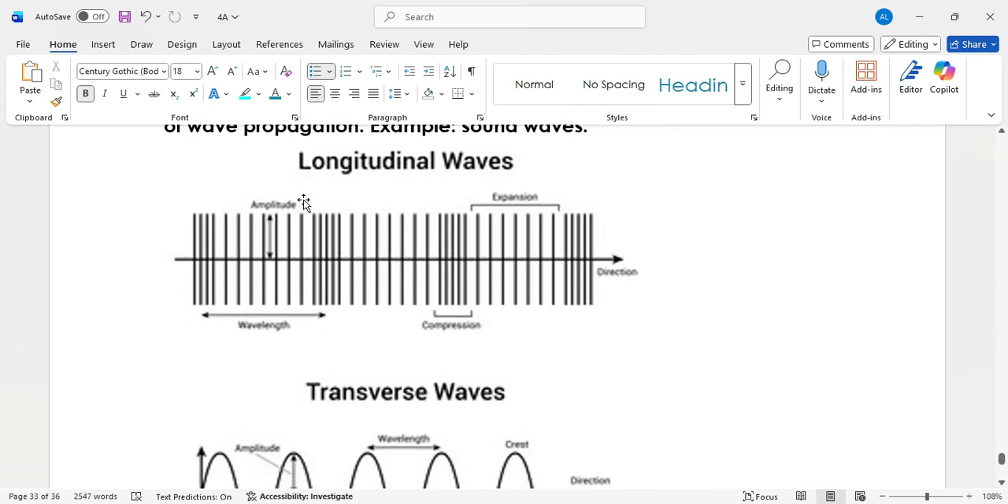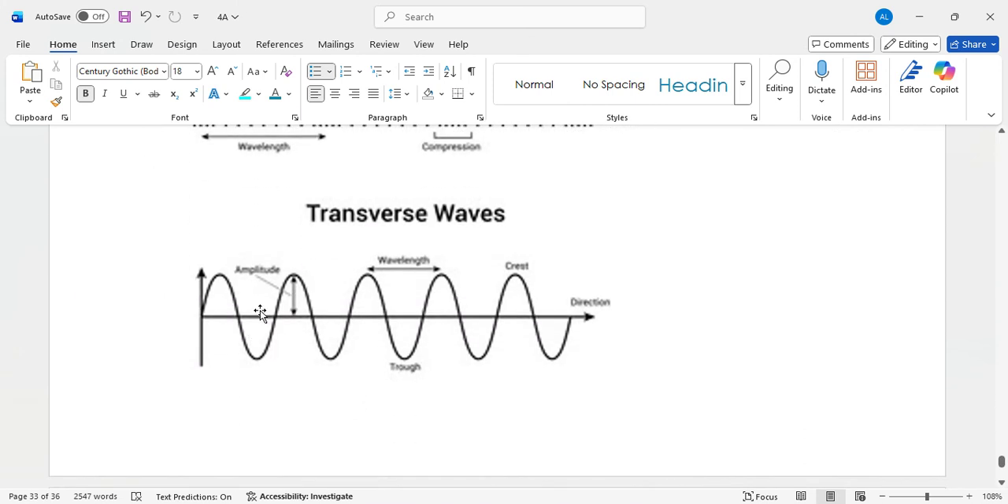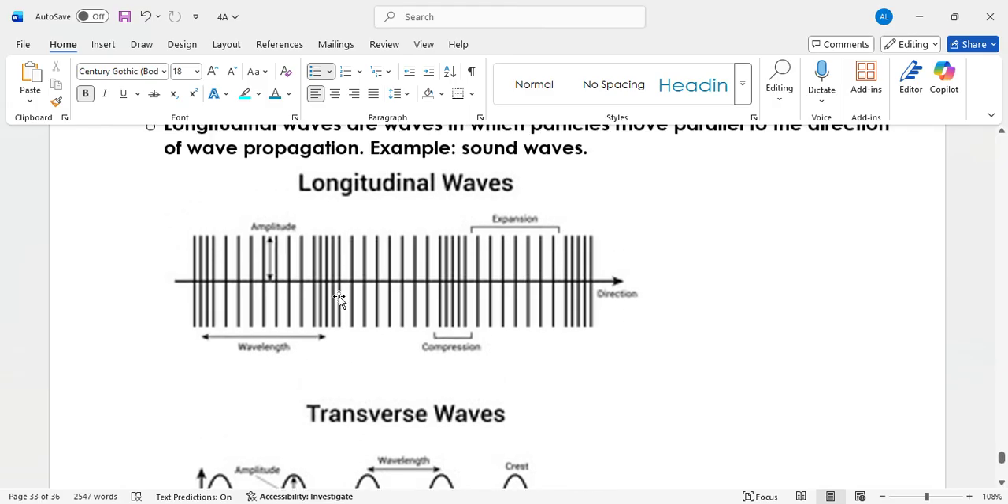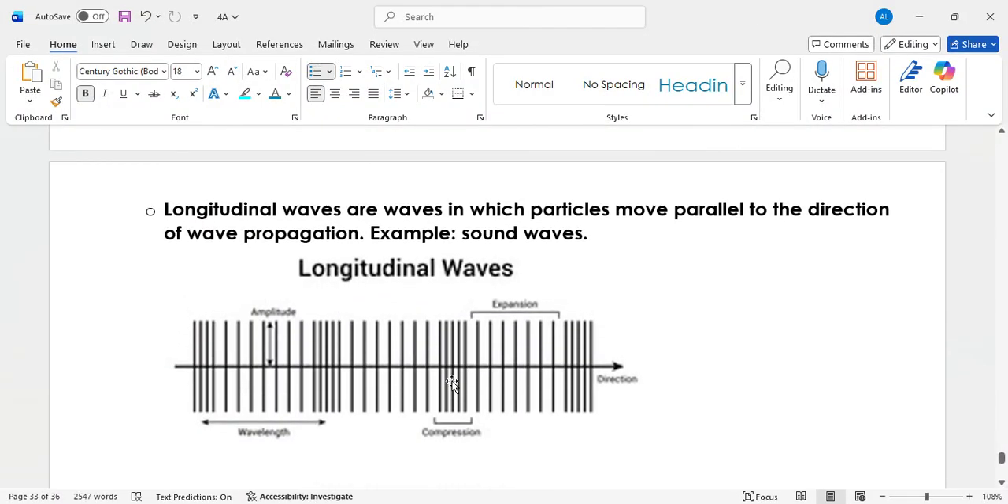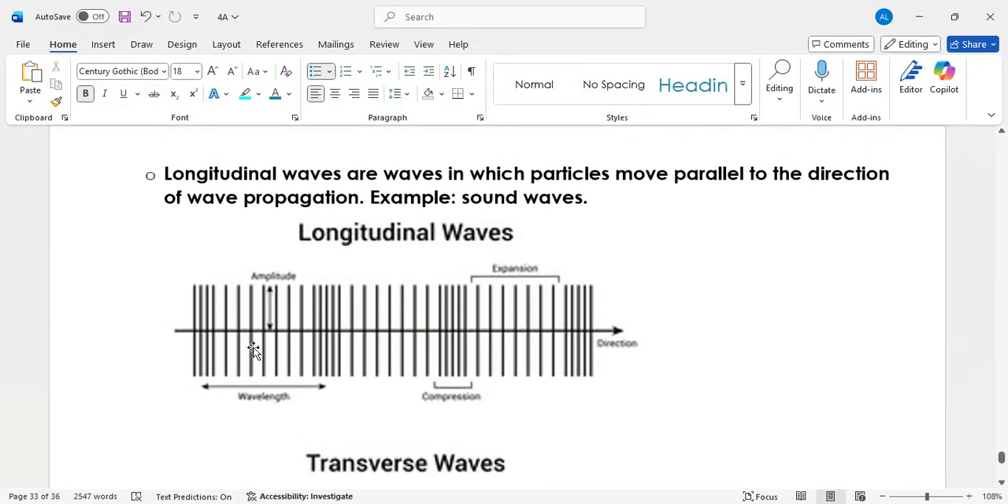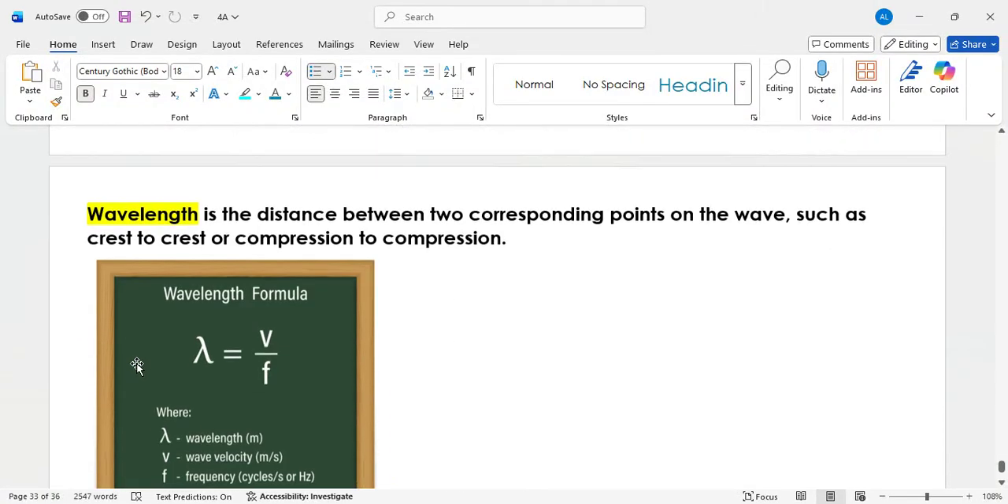So this is longitudinal and this is transverse, right? As you can see, this is perpendicular, whereas this is longitudinal. Here you have expansion and compression. So there you go: this is parallel versus this is perpendicular. Just remember PT and LP, all right? It will make it very easy for you.